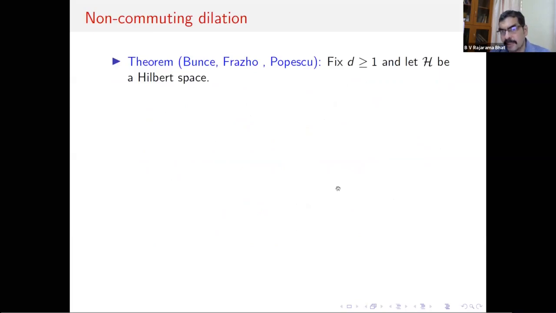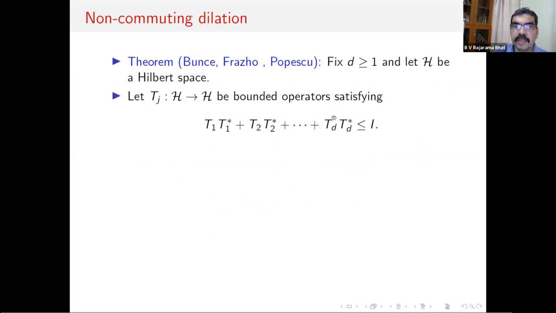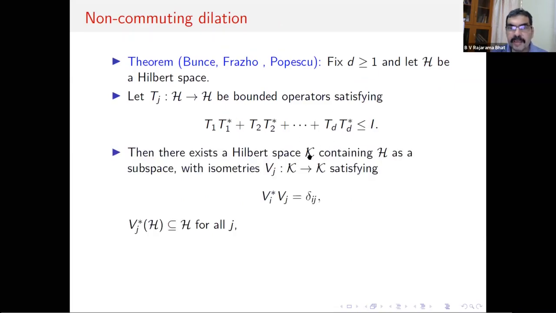So, non-commuting dilation. Again, famous results of Bunce, Frazho, and Popescu. It's not a joint paper. The separate results of Bunce and Frazho, they did for, I think, pairs. Then Popescu did the multivariable version. You take what is known as a row contraction, T1, T2, ..., Td, as a row forming a contraction, which is equivalent to this condition.